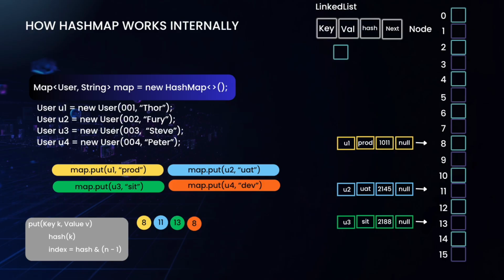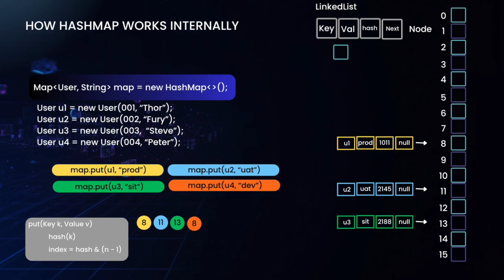So now if you see the first object, the first value u1 and the value u4 both have the same index. So now how is Java going to store this in the same index? Basically I told you in the beginning, every bucket stores a linked list, or we can also say a list of nodes. And there is one more catch over here.